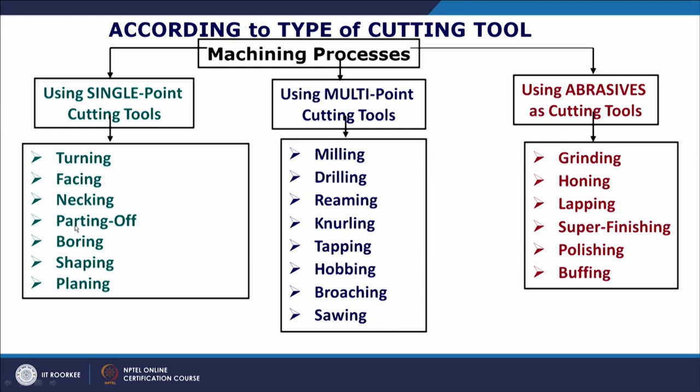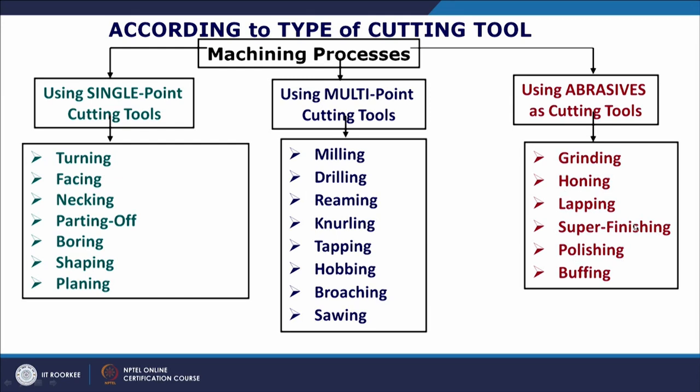Turning, facing, necking, boring, shaping, planing, etc. use the single point cutting tool, while the multi point cutting tool is used by milling, drilling, reaming, knurling, hobbing, broaching, shaving, etc. And abrasives are used as a cutting tool in grinding, honing, lapping, polishing, buffing and other super finishing processes.